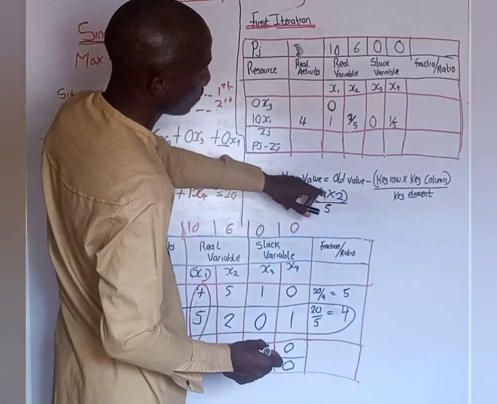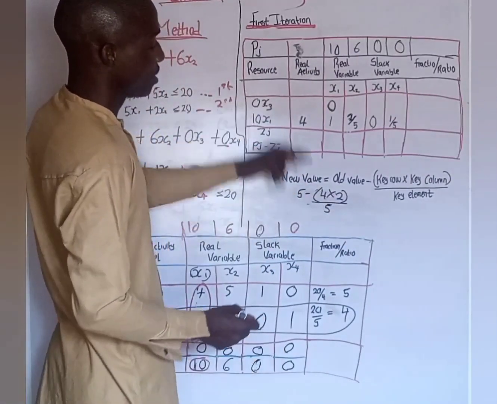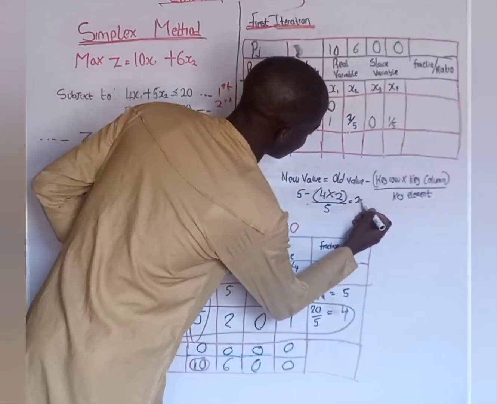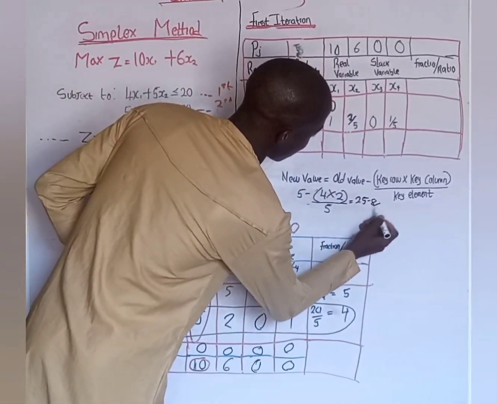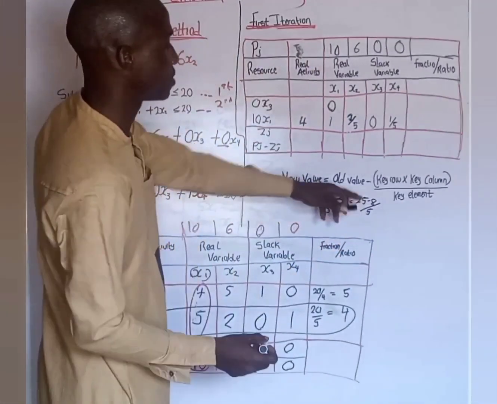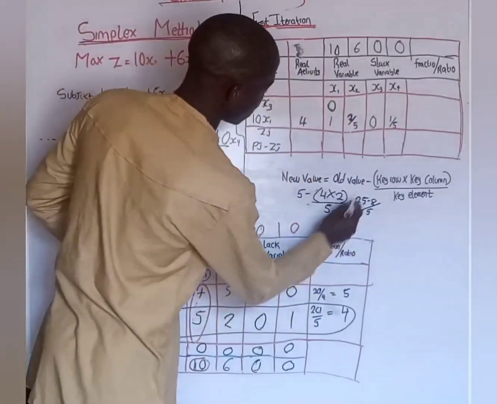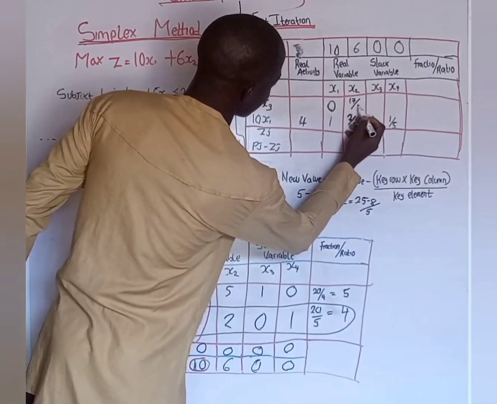4 times 2 is 8. 5 minus 8 over 5 will give me 25 minus 8 all over 5. 25 minus 8 is 17. So the new value of x2, the new value of 5, will be 17 over 5.